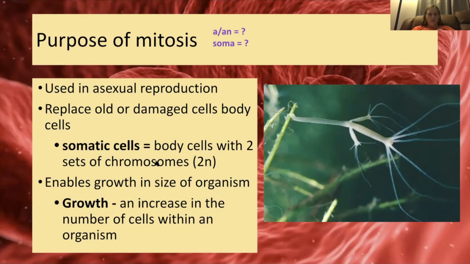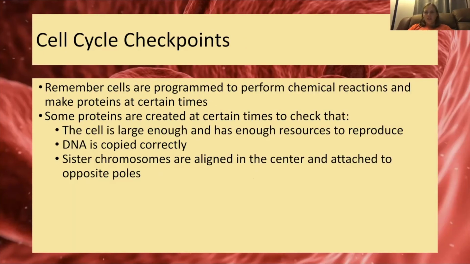Mitosis also enables growth in multicellular organisms. This is just an increase in the number of cells within an organism. Like we said, a baby organism has fewer cells than the adult of that type would have. The cell cycle has checkpoints to make sure that everything is going smoothly in the cell's life. So remember that cells are programmed to perform chemical reactions in certain sequences. The products of one set of chemical reactions will be the reactants to another set of chemical reactions. And proteins are going to be made at certain times to carry out these chemical reactions.